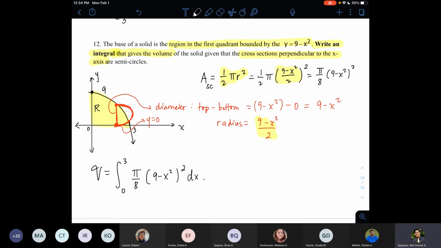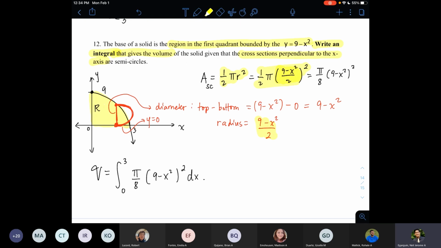Okay. Now, if you want, you could have just copied this entire thing into the integral for the volume, and that's perfectly fine with me, right? Even if you didn't do the algebraic manipulation to pi over 8 times 9 minus x squared quantity squared.